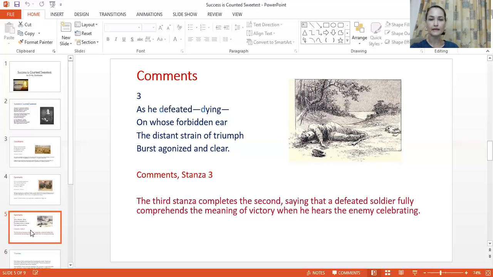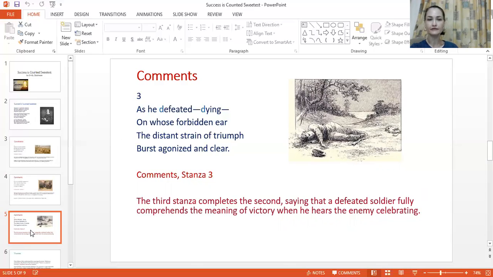Now, to make this picture even more somber, even darker, she uses unusual punctuation. She uses two dashes that surround the word dying. Why? She wants us, the reader, to pause before and after the word dying, to give more significance to this word. So we kind of pause. We think, oh my God, he's dying. Look, as he defeated, dying. Yeah? So, on whose forbidden ear the distant strain of triumph burst agonized and clear.